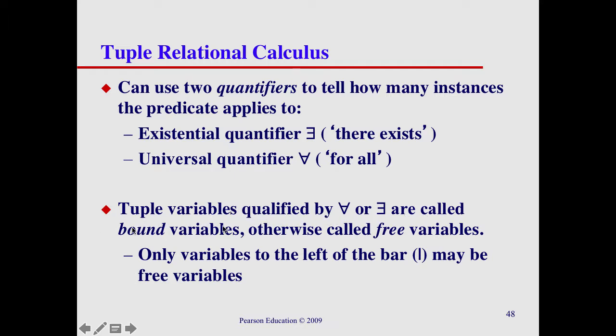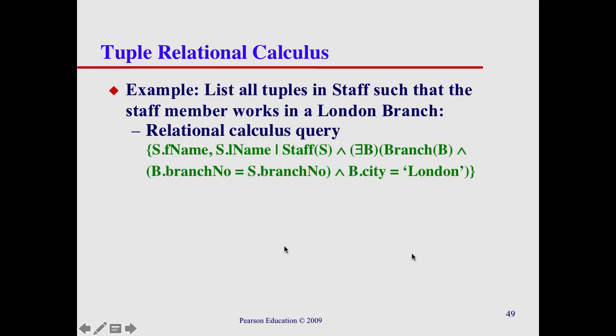Okay, so that's all this slide is saying: tuple variables qualified by for all or there exists are called bound variables. Otherwise, they're called free variables. Only variables to the left of the bar may be free variables. Okay?